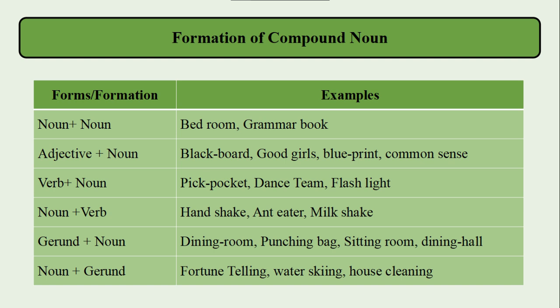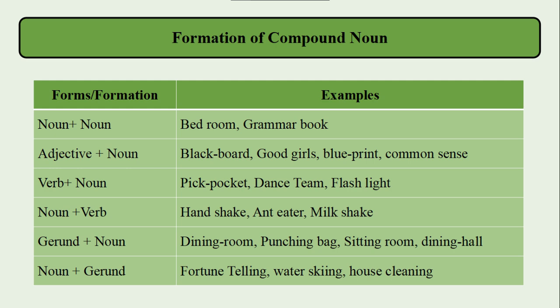Even noun plus verb, like handshake or milkshake, or involving gerunds, those verbs acting as nouns. Gerunds, like running. Exactly. So you get gerund plus noun, like dining room or punching bag, or even noun plus gerund, like fortune-telling or house cleaning. It's really efficient, isn't it? Just combining simple words to make a new, specific concept, like little language Legos. That's a great way to put it. It shows the creativity built into the system.